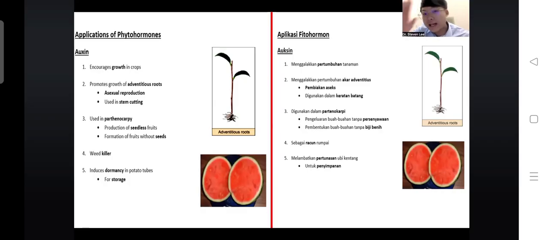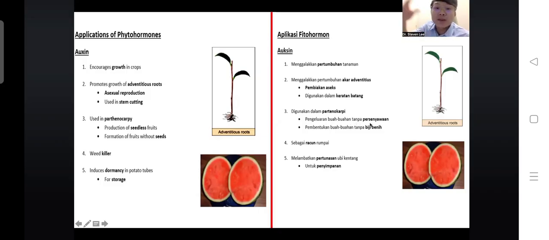So there is no fertilization. It doesn't involve both parents. Like in this case, we use the stem, so it grows into the leaves and all that. This is adventitious roots. So it is used in stem cutting, a new growing method for the plant. Also used in parthenocarpy, the production of fruits without fertilization.